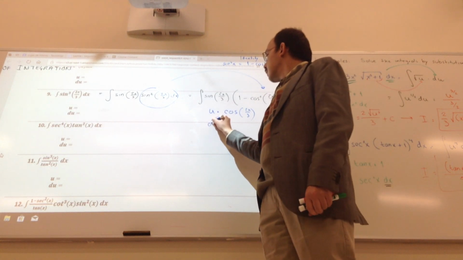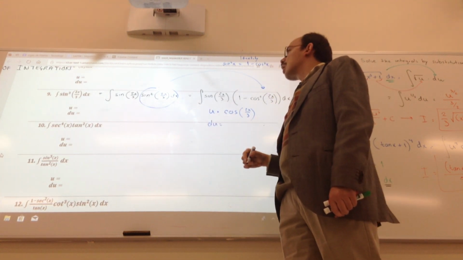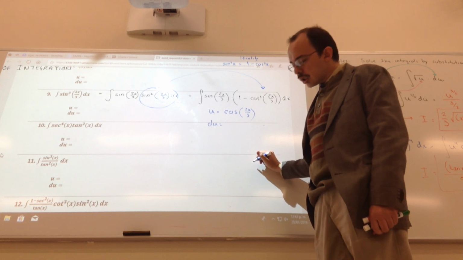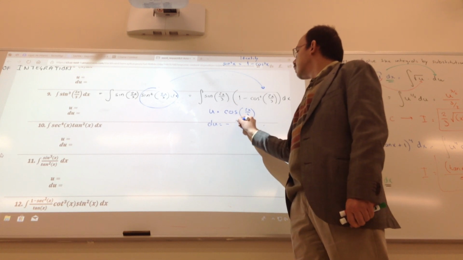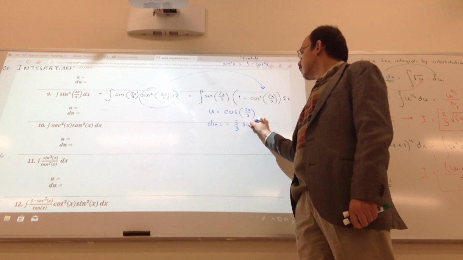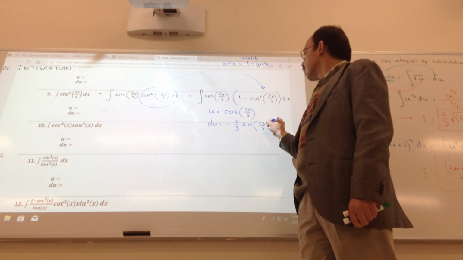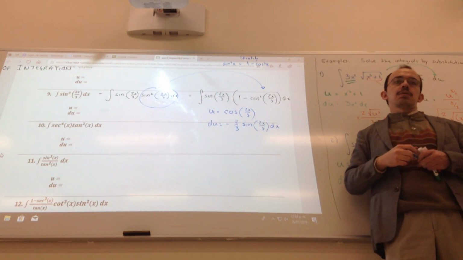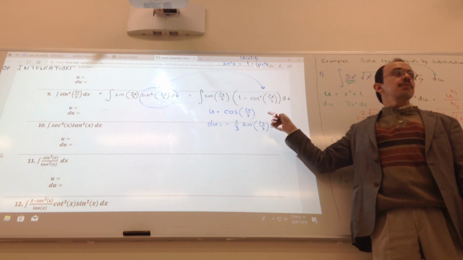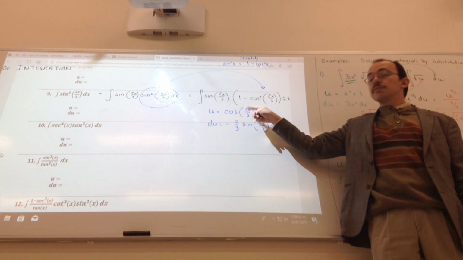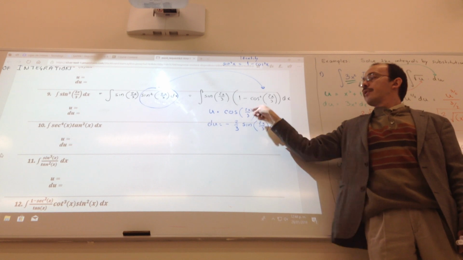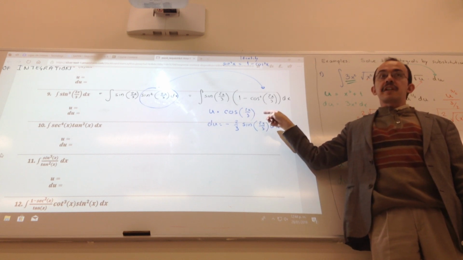Derivative, du. Again, chain rule in here. Not always are the derivatives simple. Chain rule. Sometimes you have chain rule in this also. Careful.